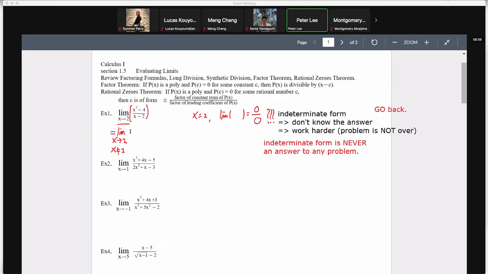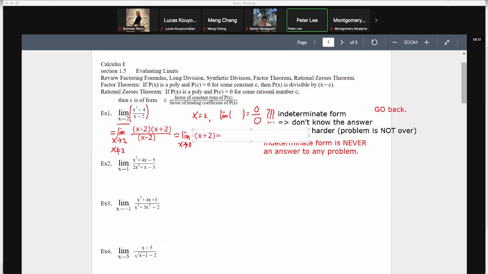x squared minus 4. Now, the first technique to evaluate limits for polynomials and rational functions is actually factoring. Factoring is the first technique. And then we get this. So it is still 0 over 0. Now, you have the limit here. Now it says that x is not 2. So what can you do? We can reduce that x minus 2 on top and the bottom. So therefore, what do you get? We now get x plus 2.